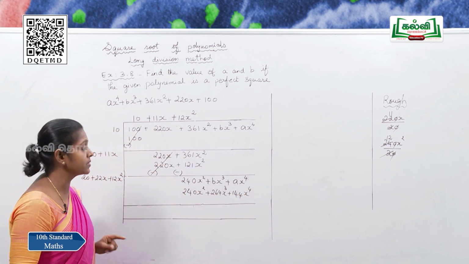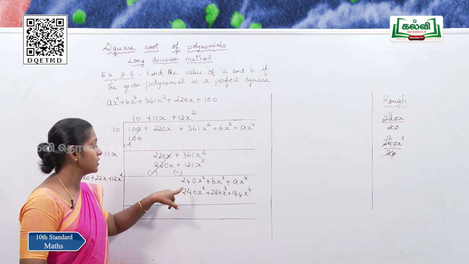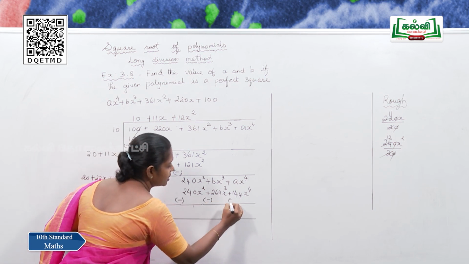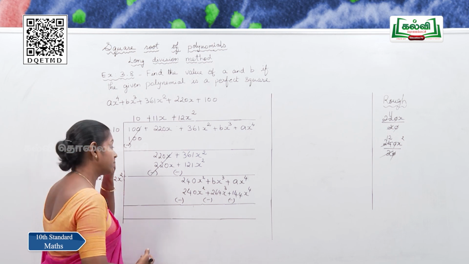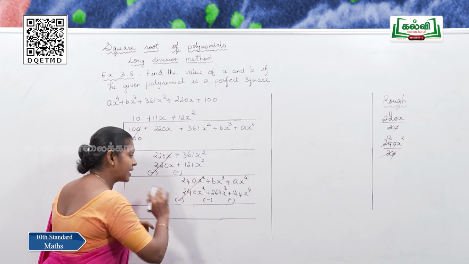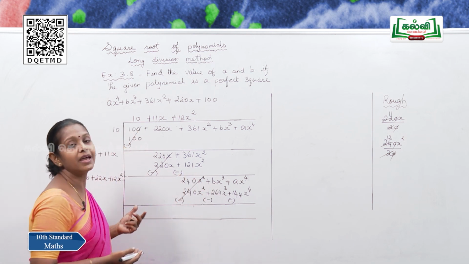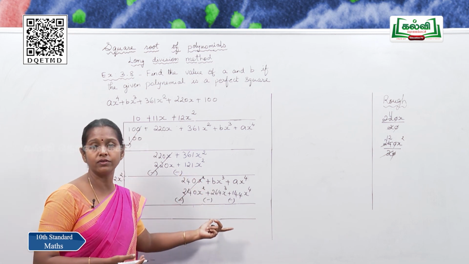Now the last step is we have to subtract all those terms from this term. When you subtract, you have to change the symbol. Everything is positive, that's why I have written a negative sign. Next, these two will be cancelled because it is the same term. Right, next, how should I find b and a value?